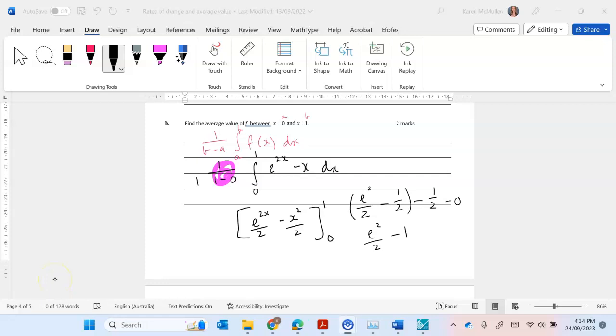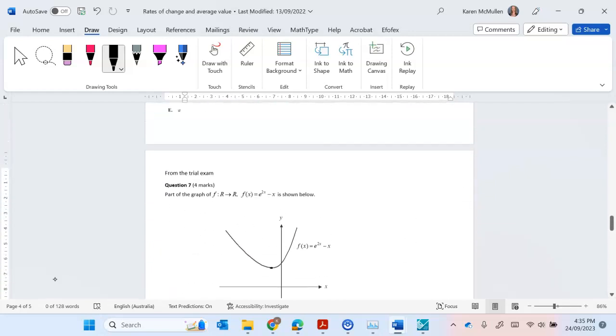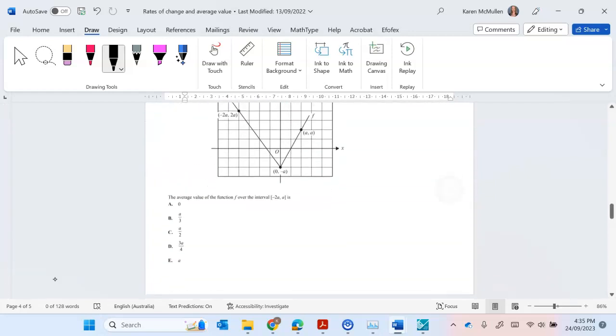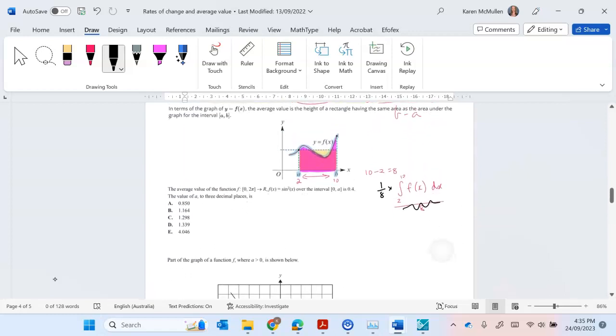So that's just your average value. It is a simple formula. It's just substituting things in. If you're fine with definite integrals, then you're fine with the average value of a function. All right, I'm not going to do average rate of change. Actually, I'm going to go back to this one and then we'll stop here. So the other questions you can do on your own, and I'll have the solutions there as well for you.